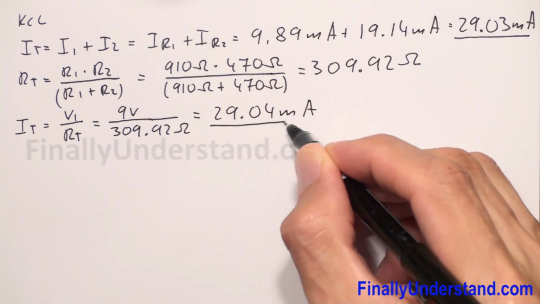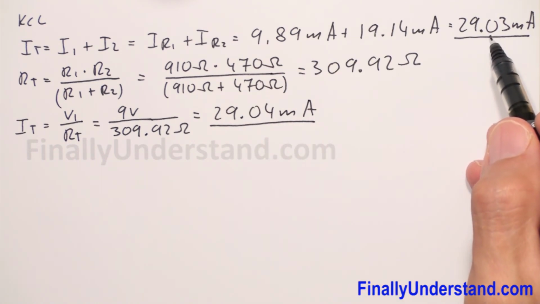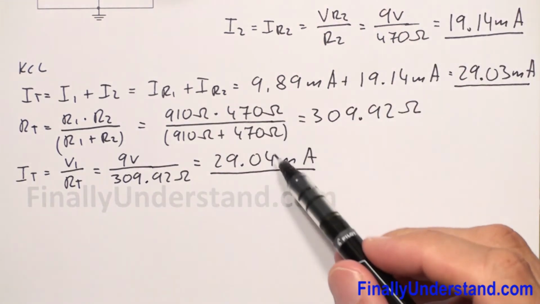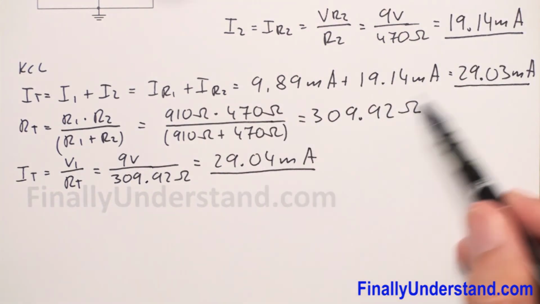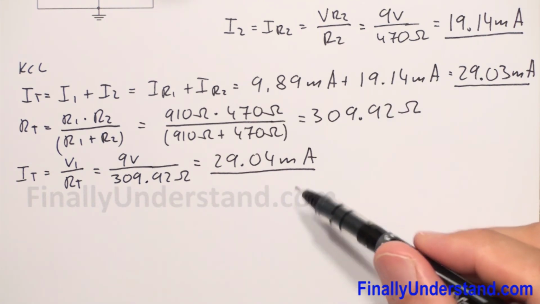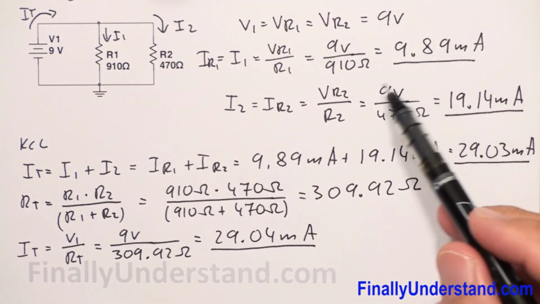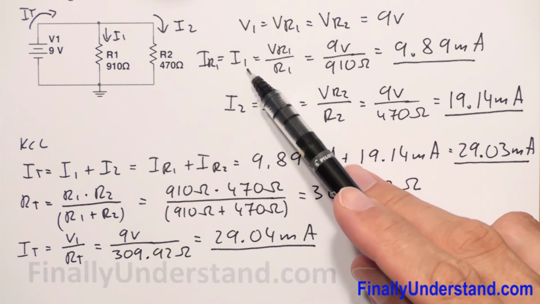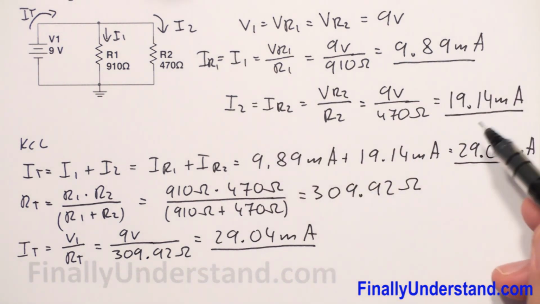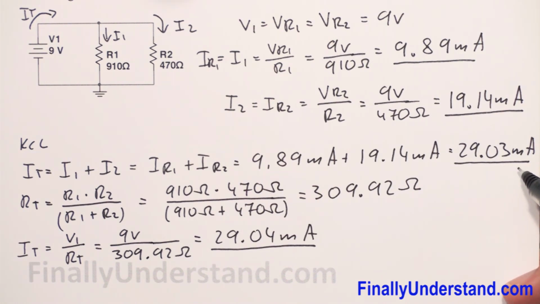So this is 29.04 milliamps. Now we're supposed to compare this I total with the one we got before. As you can see, these two values are almost identical. The difference is so small, so we can say that we found the values of the currents in the circuit, and they are correct. I1 is equal to 9.89 milliamps, I2 is equal to 19.14 milliamps, and I total is equal to 29.04 milliamps. So we can say that the problem is solved.